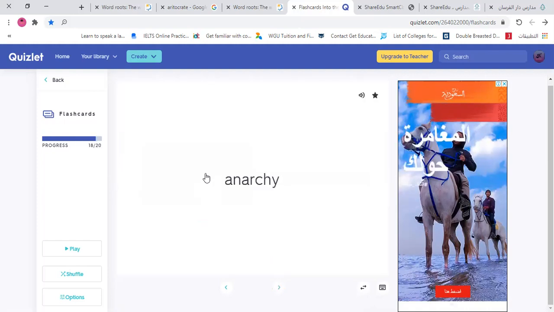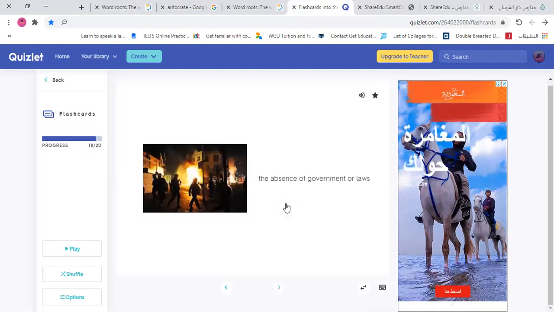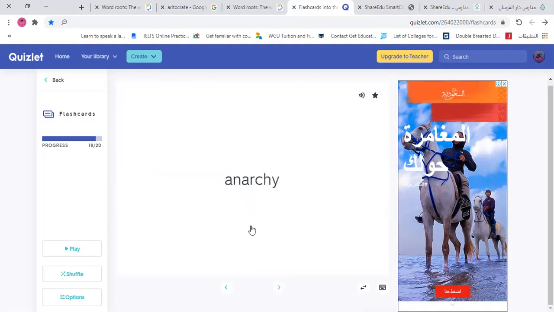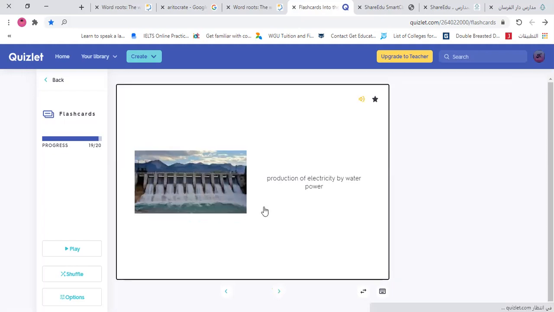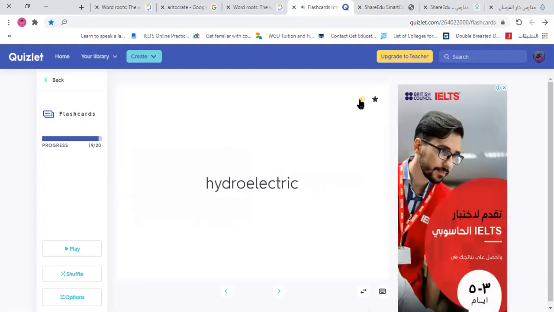Okay. Then we have anarchy. Anarchy means chaos, the absence of government or laws. When there is an absence of government or laws, what will happen? We will have chaos in the country. Everybody is killing everybody and everybody is stealing from everybody. So we call it anarchy. Anarchy. فوضى.